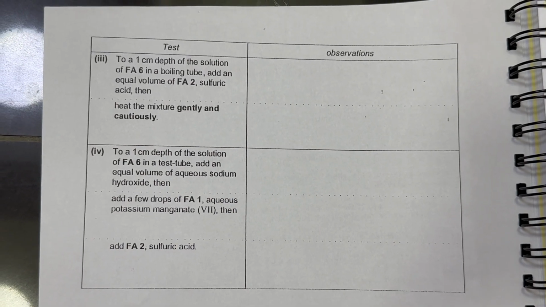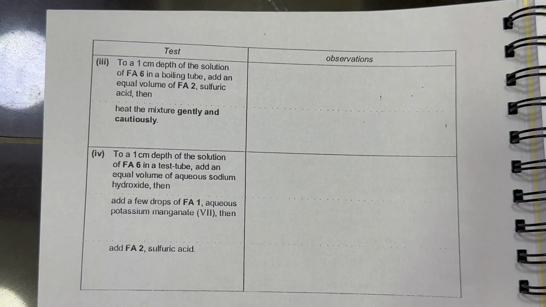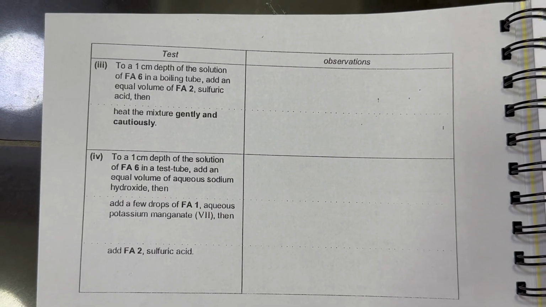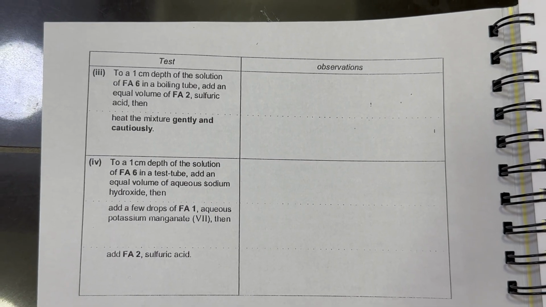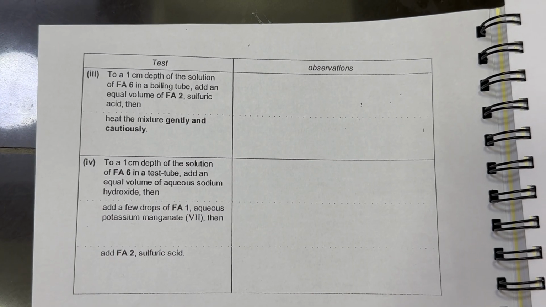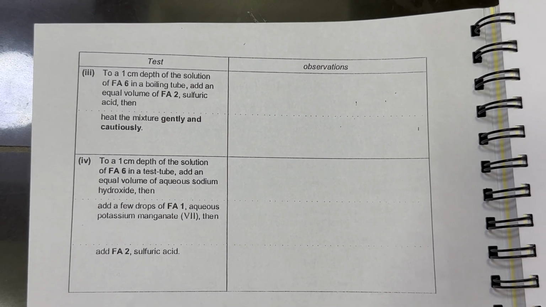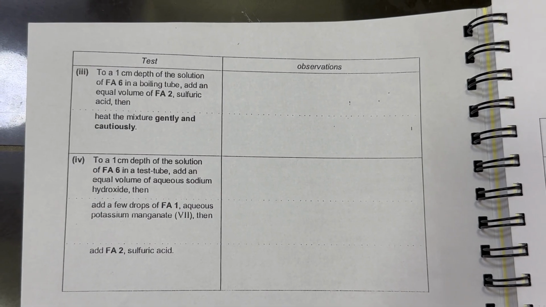Now let's move on to the next part of this question, in which they say to a 1 centimeter depth of the solution of Fa6 in a boiling tube, add an equal volume of Fa2, which is sulfuric acid, then heat the mixture gently and cautiously, because you are heating a solution that contains acid, so you must take care while heating, not with a direct flame, and not too much heat should be given. So let's perform this test now.